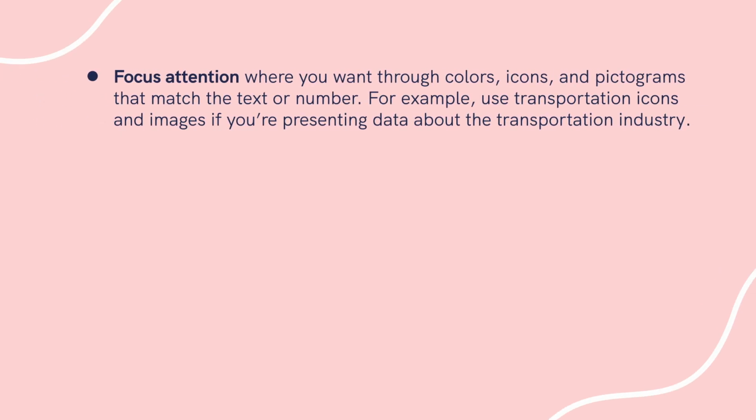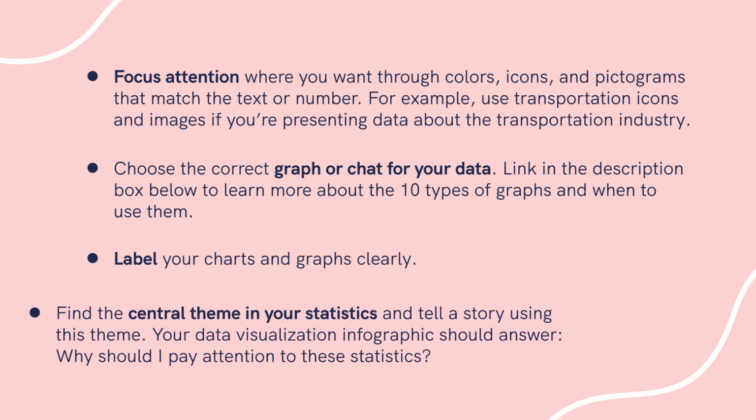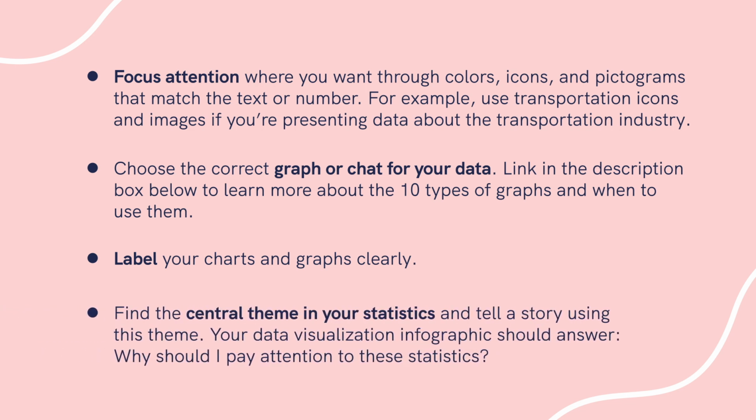Focus attention where you want through colors, icons, and pictograms that match the text or number. For example, use transportation icons and images if you're presenting data about the transportation industry. Choose a correct graph or chart for your data. Link in the description box below to learn more about the 10 types of graphs and when to use them. Label your charts and graphs clearly. Find the central theme in your statistics and tell a story using this theme. Your data visualization infographic should answer, why should I pay attention to these statistics?